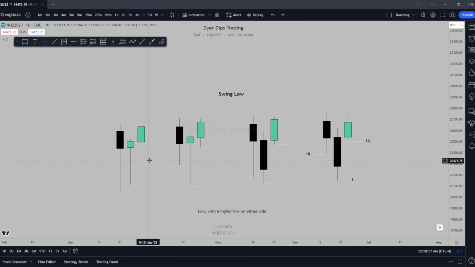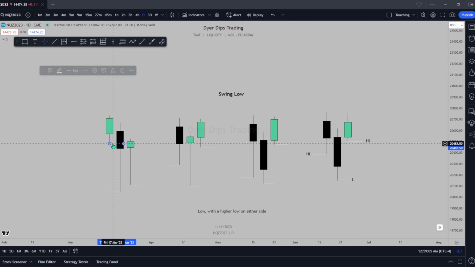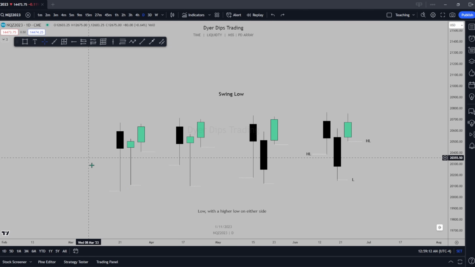In order for this to be a swing low, you would have to have a candlestick formed kind of like this over here, at which point you could have this low being higher than this low, and in fact this would become your swing low. But as it sits right now, this is currently not a swing low.